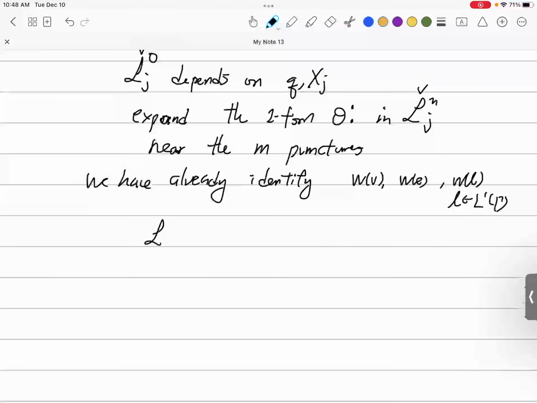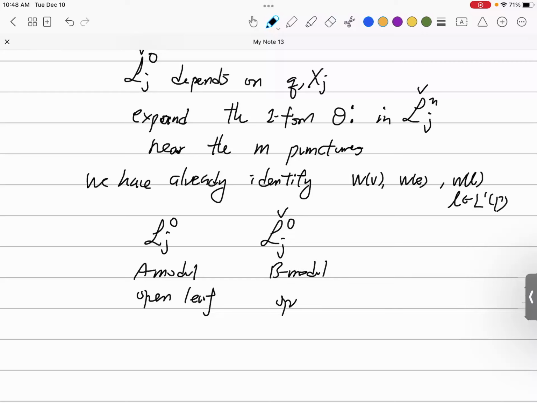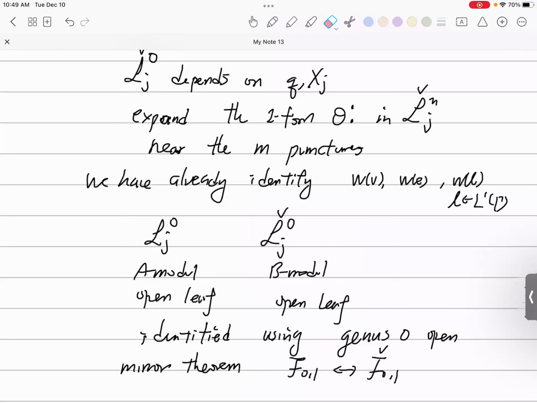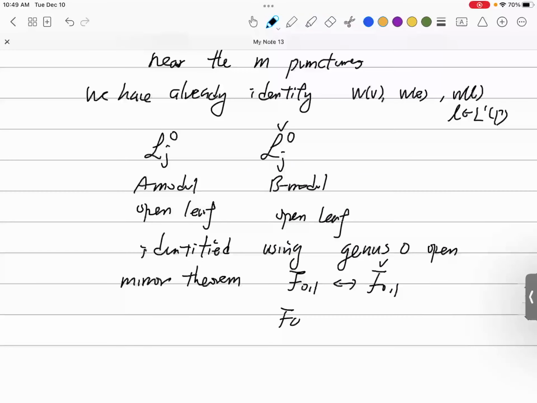So then this A model open leaf and the B model open leaf are identified using the genus 0 open mirror theorem, which basically relates F0 and F0 disk invariants. So this was proved by, and this is the orbifold case.